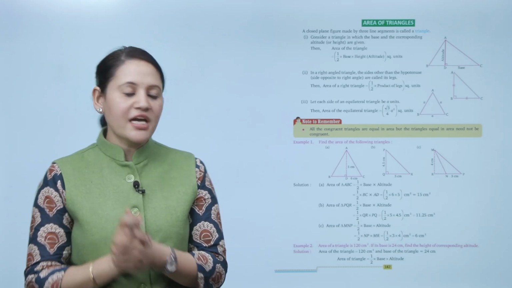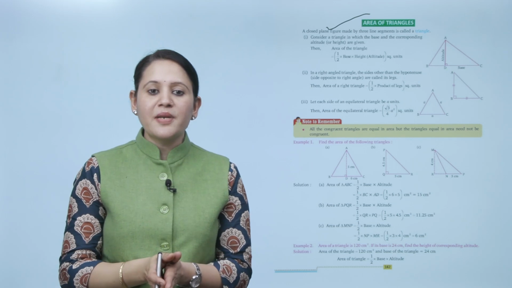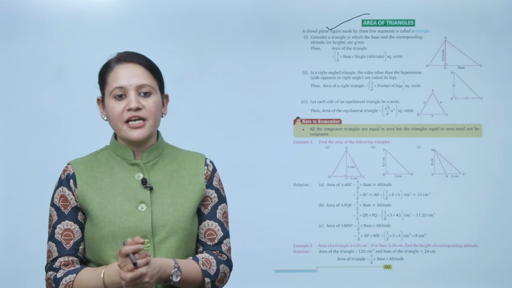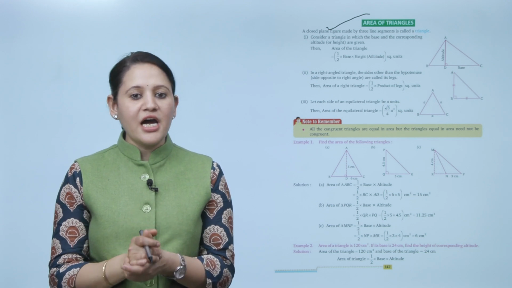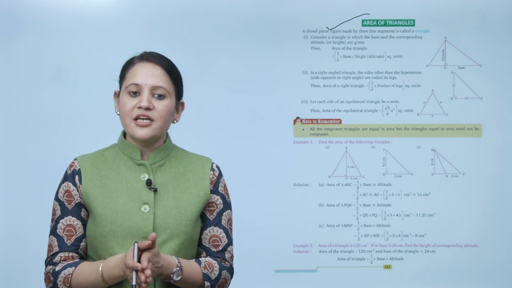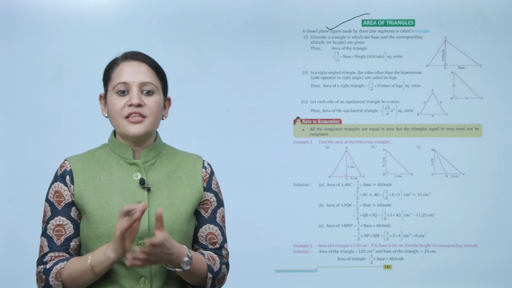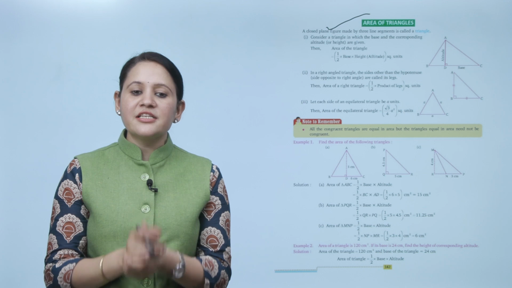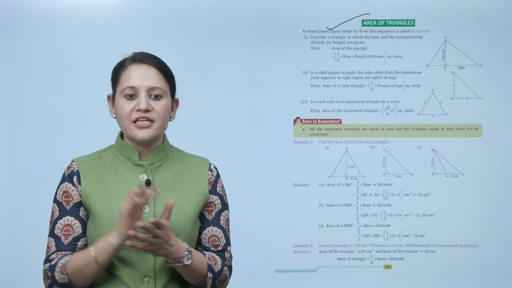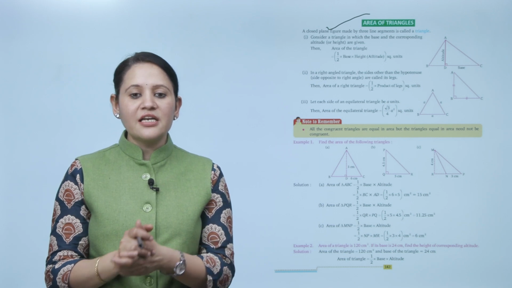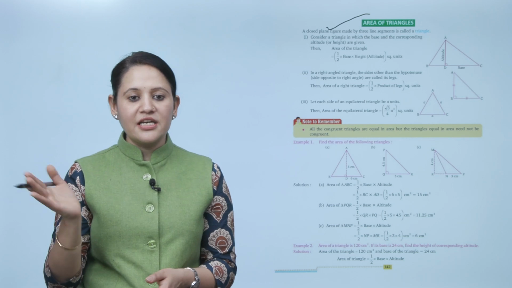Next is area of triangle. A closed plane figure made by 3 line segments is called a triangle. Consider a triangle in which the base and the corresponding altitude or height are given. Then the area of triangle will be 1/2 base into height or altitude square unit. In the right angle triangle, the sides other than the hypotenuse, the side opposite to the right angle, are called its legs. Then the area of right angle triangle is 1/2 into product of legs, means the other two sides, square unit.